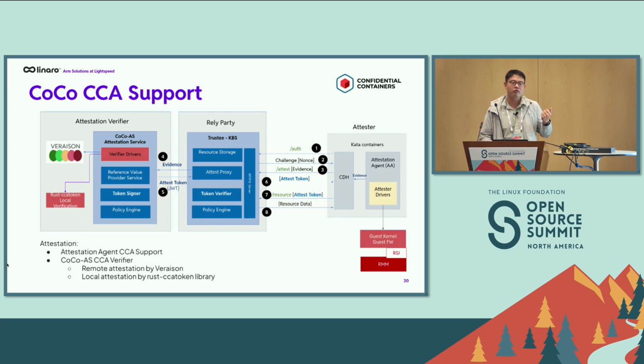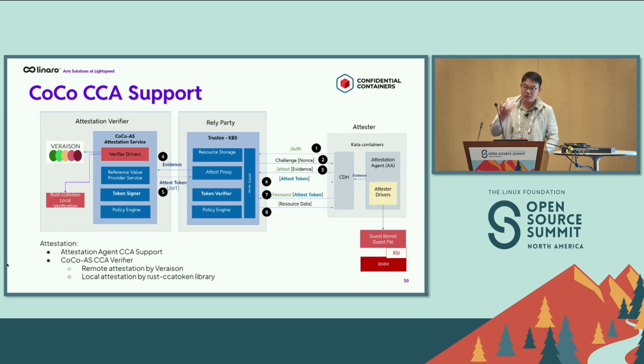And we also offer what we call the Trustee CCA token to do the local verifications. So in the middle part is a relying party. Here there is a key-broker service running. And in the right part, in your left part here, there is a tester. The tester here will gather the attestation information.